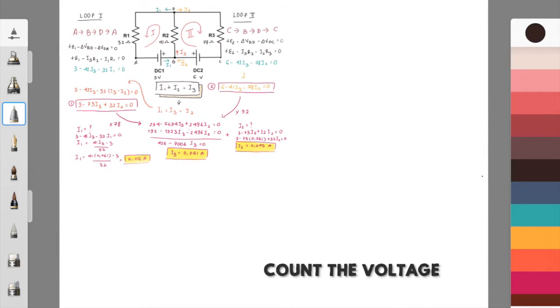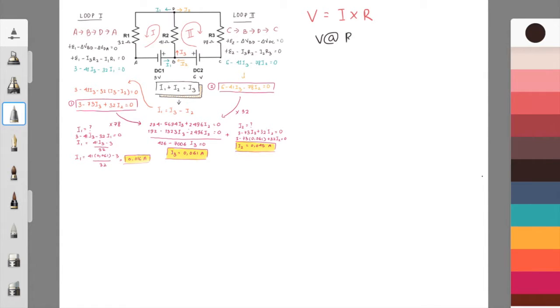Now, we will count the voltage in each resistor. Use the formula V equals I times R, and the V at R1 is 0.512 volts, the V at R2 is 2.501 volts, and the V at R3 is 3.51 volts.